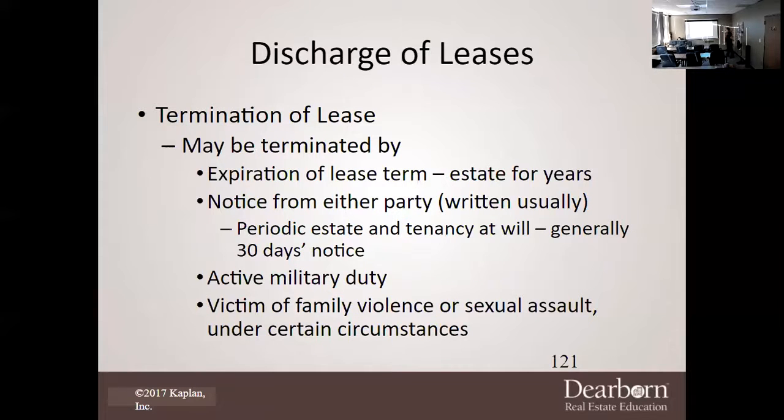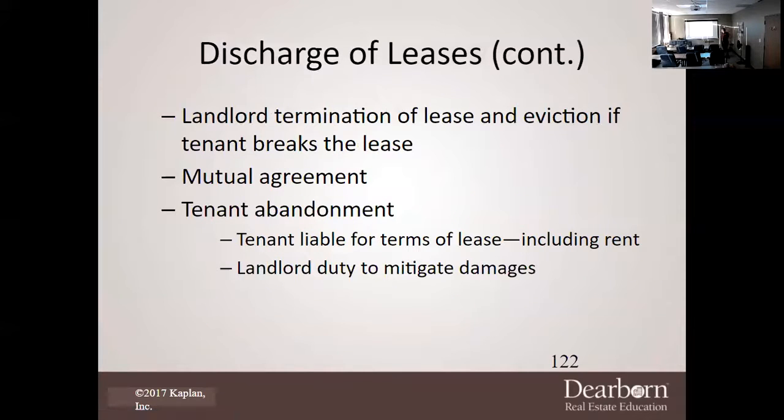Now, termination of lease, okay? Leases may be terminated by the expiration of the lease term, which is the estate for years. They may be terminated by notice from either party, which is usually going to be in writing. The periodic estate, or tenancy at will, generally requires a 30-day notice. Again, active military duty is another reason a lease can be terminated, or a victim of family violence or sexual assault under certain circumstances. Okay.